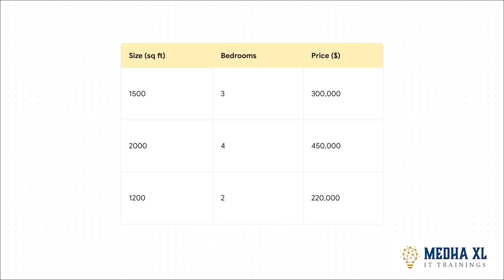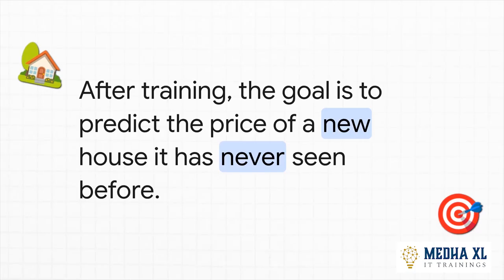And here's where it gets cool. After being trained on all those examples, the whole goal is for the machine to look at a brand new house, one it's never seen before, and make a really, really accurate guess about its price, all based on what it learned. Pretty straightforward, right?